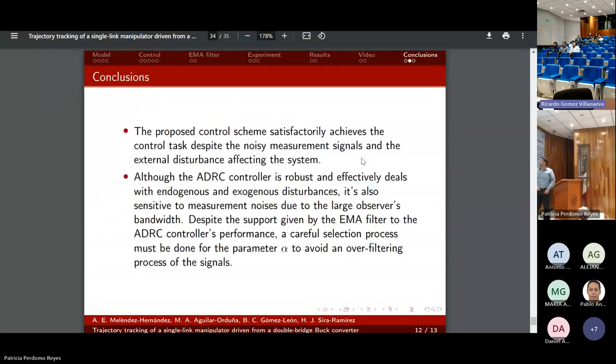For conclusions, the proposed control scheme satisfactorily achieves the control task despite the noisy measurement signals and the external disturbance affecting the system. Although the ADRC controller is robust and effectively deals with endogenous and exogenous disturbances, it's also sensitive to measurement noise due to the large observer bandwidth. Despite the support given by the EMA filter to the ADRC controller's performance, a careful selection process must be done for the parameter alpha to avoid an overfitting process of the signal.